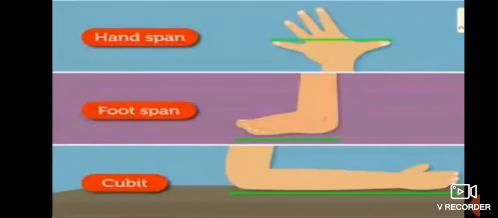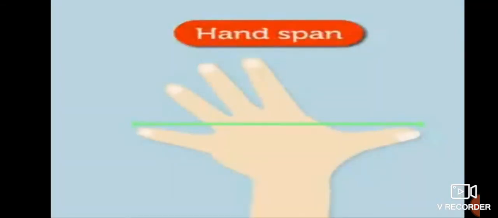Measuring length. Children, we can use the hand span, foot span, or the cubit to measure the smaller length. Children, you have already learned about these things in your previous classes. I'll just explain once again. First of all, what do you mean by a hand span? Hand span is the distance from the tip of the thumb to the tip of the little finger on outstretched hands. So this is called a hand span. We can measure the smaller things using a hand span.